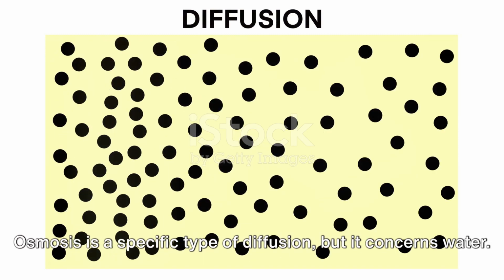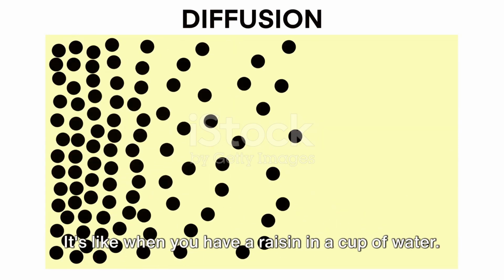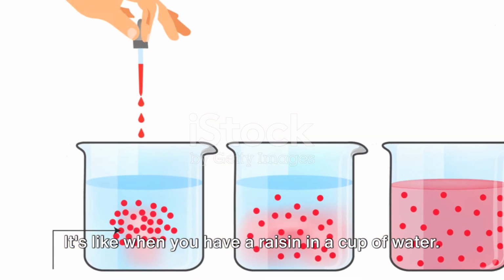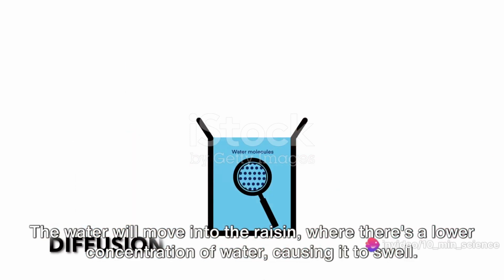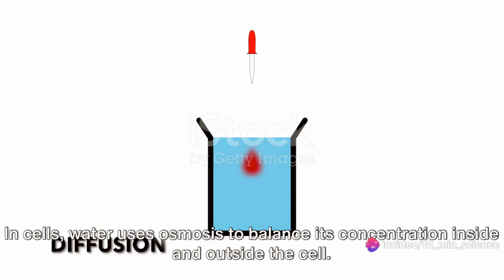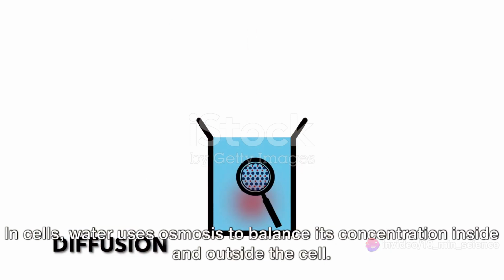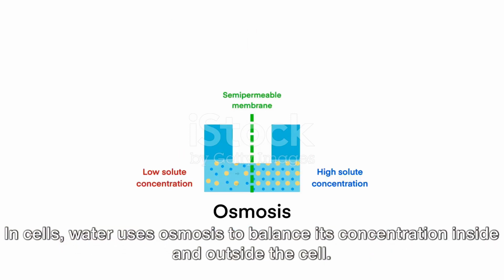Osmosis is a specific type of diffusion, but it concerns water. It's like when you have a raisin in a cup of water. The water will move into the raisin, where there's a lower concentration of water, causing it to swell. In cells, water uses osmosis to balance its concentration inside and outside the cell.